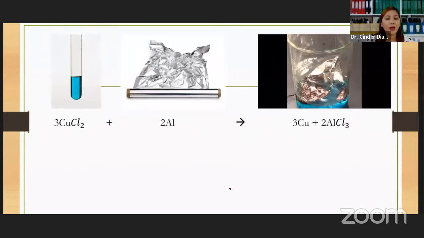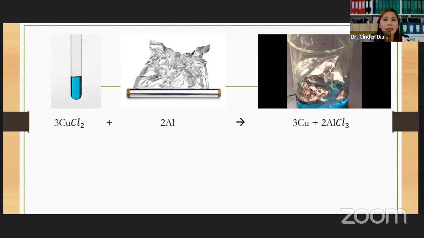A good example of a single displacement reaction is this one. So we have here copper chloride. This is a solution of copper chloride added with aluminum. Aluminum foil is the example. So what will be the reaction after adding the aluminum foil to the copper chloride solution? So ito ang mangyayari.